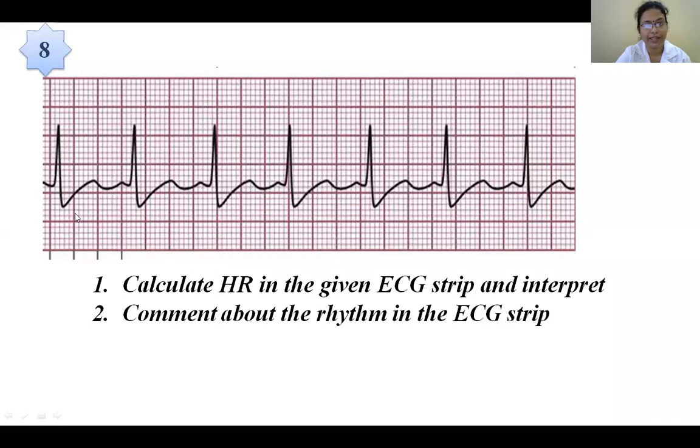Now, this is the 8th ECG strip. You have to calculate the heart rate in this given ECG strip and interpret, and then also comment about the rhythm. For the rhythm, you are supposed to use the paper pencil method.